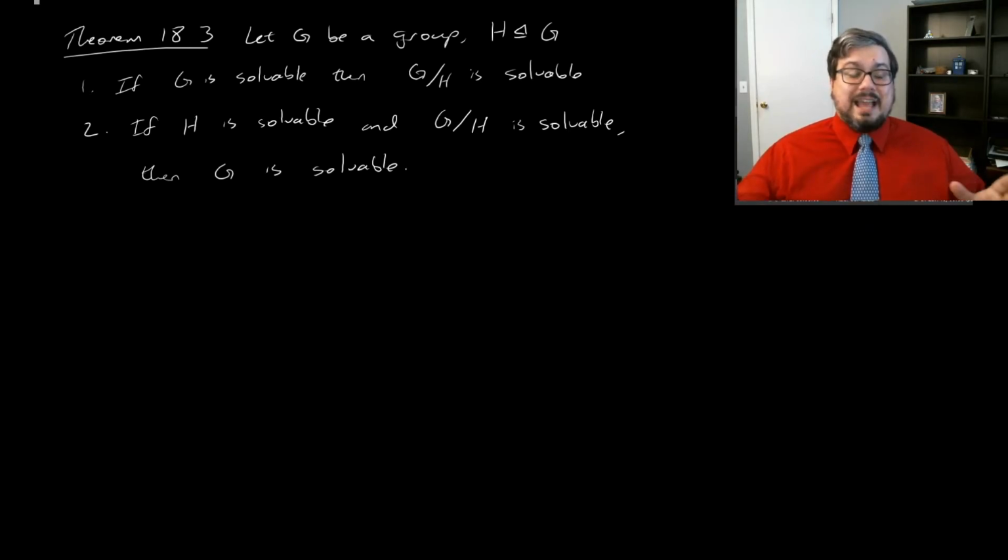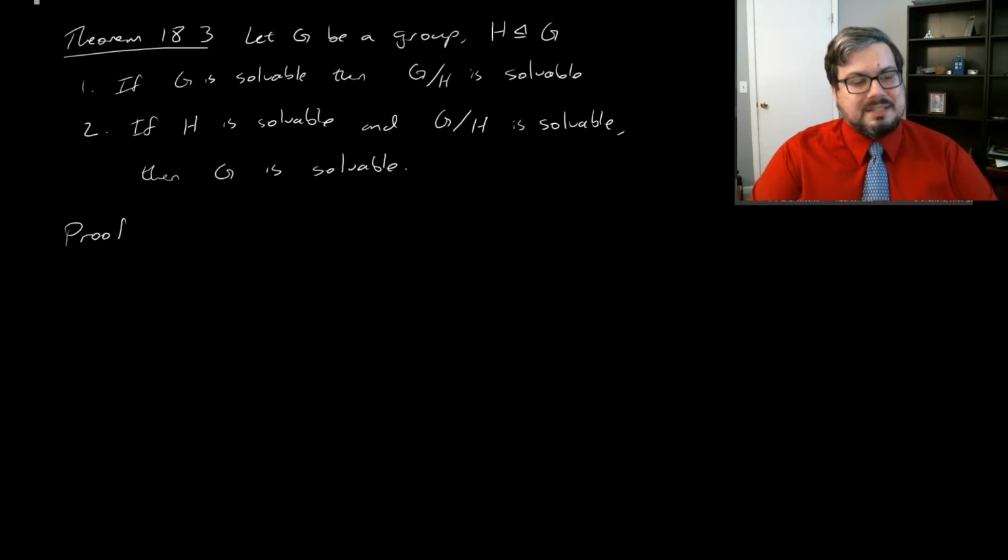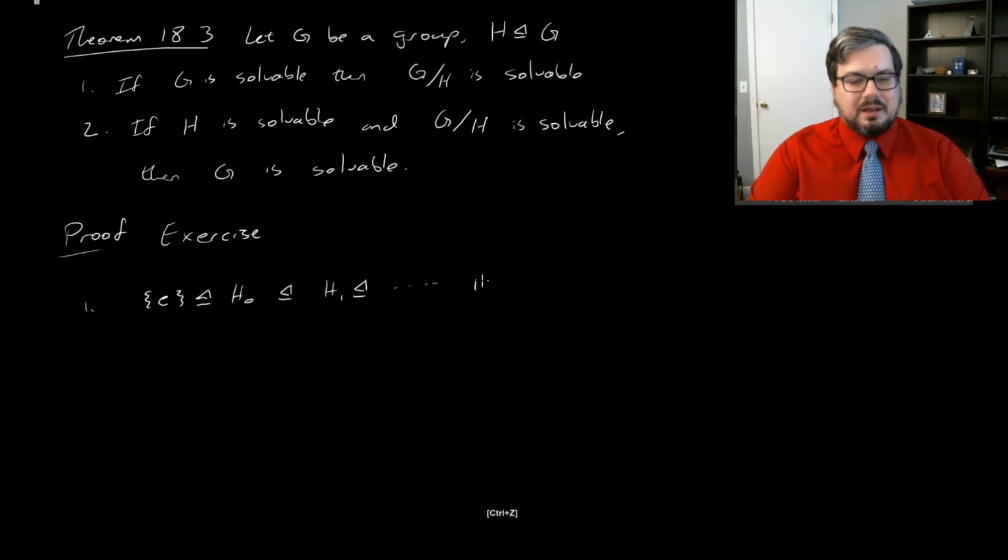So this is saying basically that if the two pieces that go into making up G are solvable, then G itself is solvable. The proof is an exercise, but to give a hint as to how you start, for part 1, we know that if G is solvable, then we can construct this sequence of normal subgroups H0 to H1 up through Hn, which is G, and we want to construct a similar sort of thing down here to G mod H.